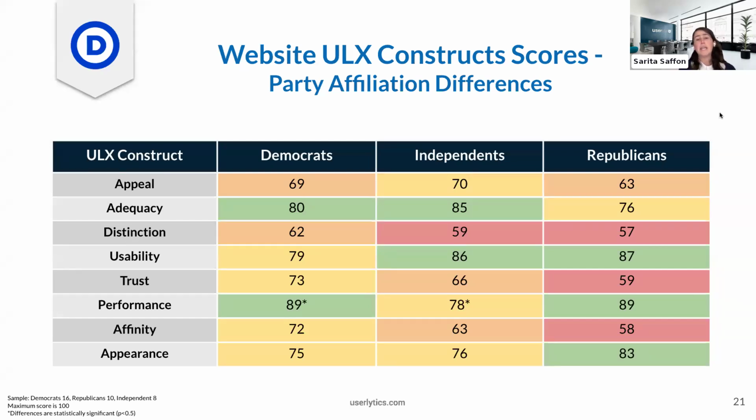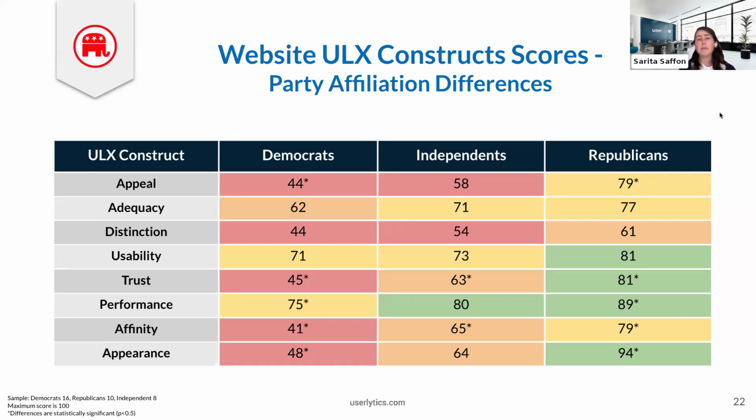But in general, what we can take from this construct table is that even for the users affiliated to this political party, the Democrat website has to work on many of the constructs to reach a better user experience. And again, the distinction construct is one of those two constructs that they would have to put more focus on.